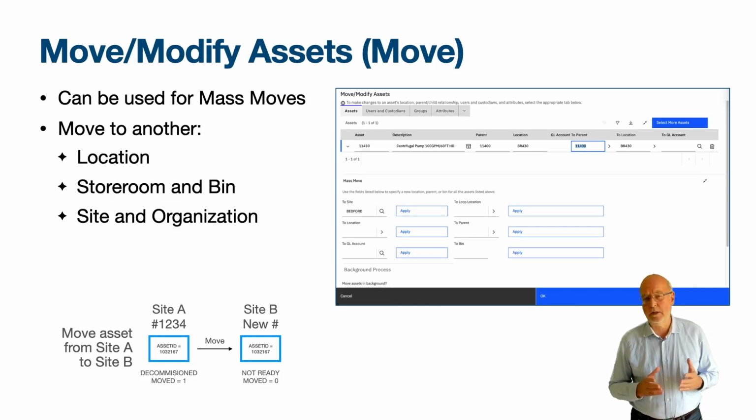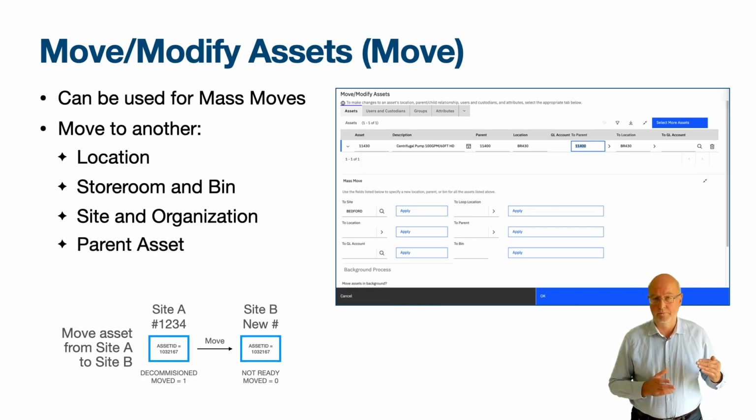The next most likely movement is a move of the asset to a new parent asset. For this, you need to provide a value in the ToParent field. This will cause a change of the asset's location to the same location as the parent. You may change that, but it would be rare to do so.